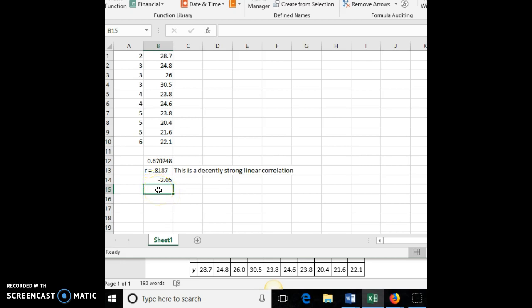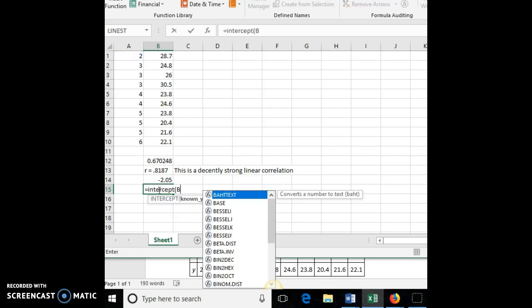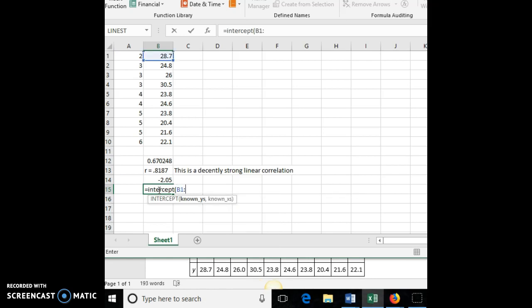All right, and then our y-intercept, let's just hit equal, intercept. And again, let's do the y values first, B1 to B10, and A1 to A10.